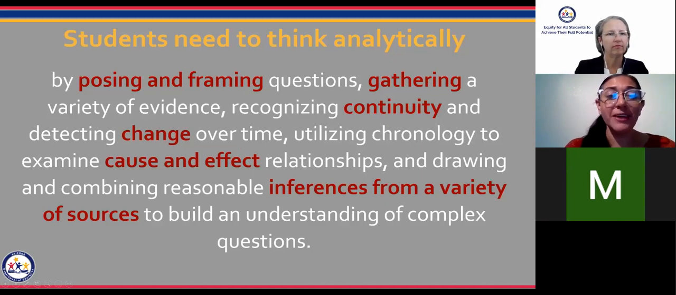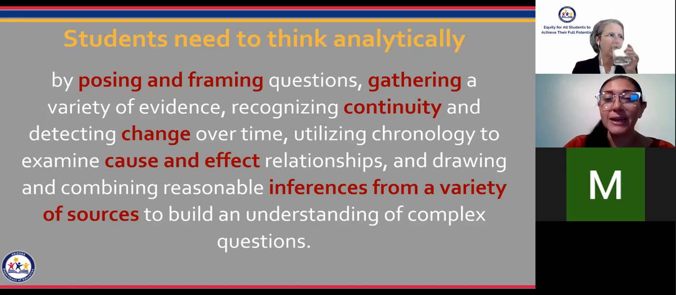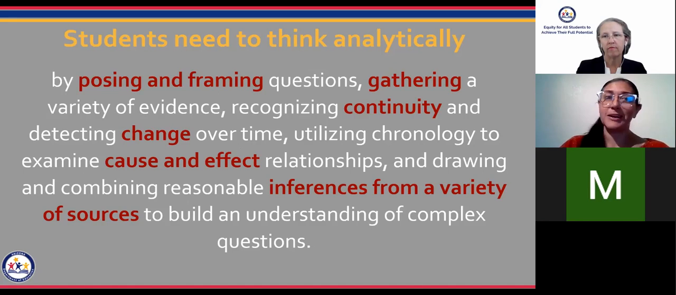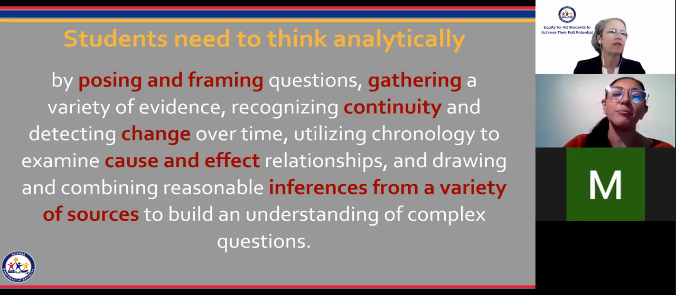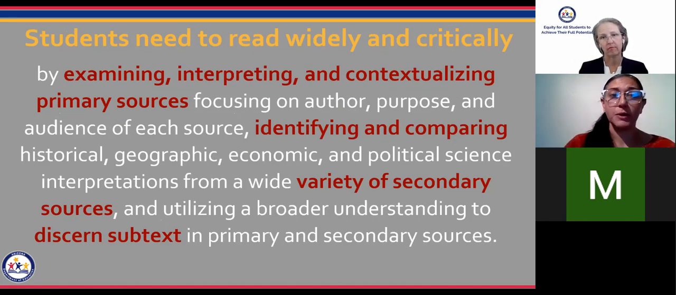Okay, perfect. So I think that you really hit on all of these things. So here's what they say students will need to be able to think analytically. By posing and framing questions, gathering a variety of evidence, recognizing continuity and detecting change over time, utilizing chronology to examine cause and effect relationships, and drawing and combining reasonable inferences from a variety of sources to build an understanding of complex questions. A lot of these are what you already said and we know. So these are the skills that we want students to possess in order to be able to think critically. So really good job there.